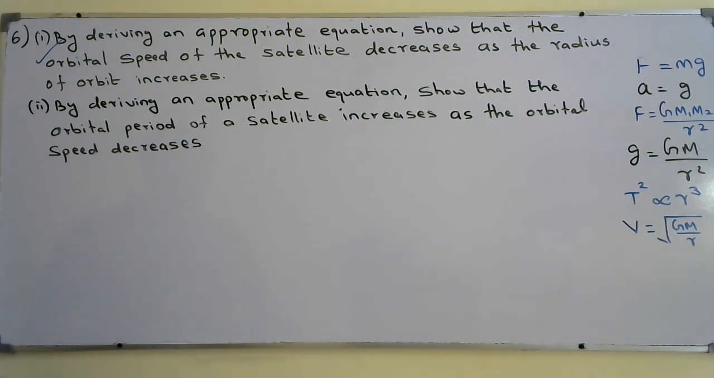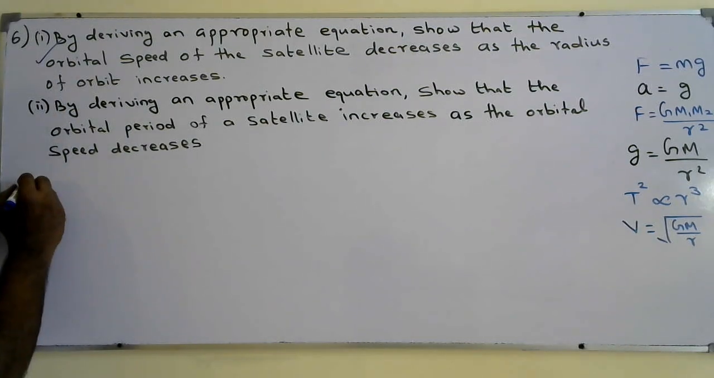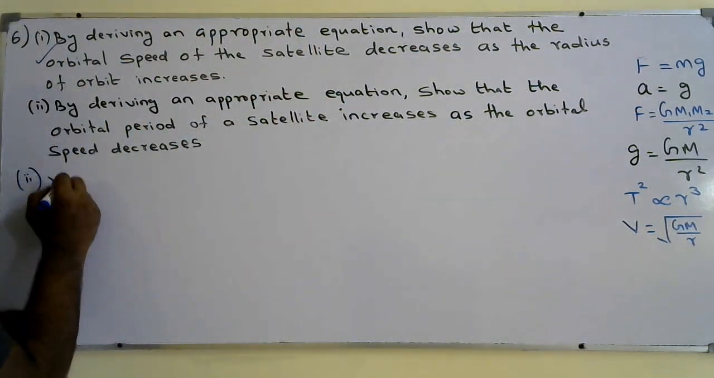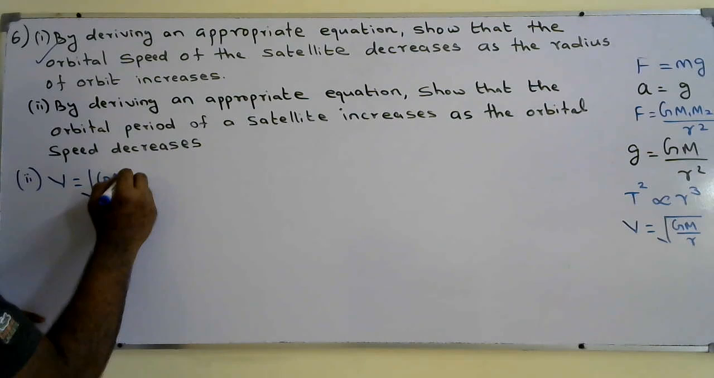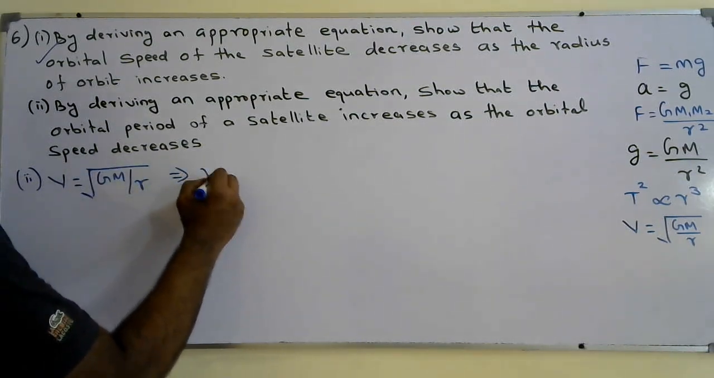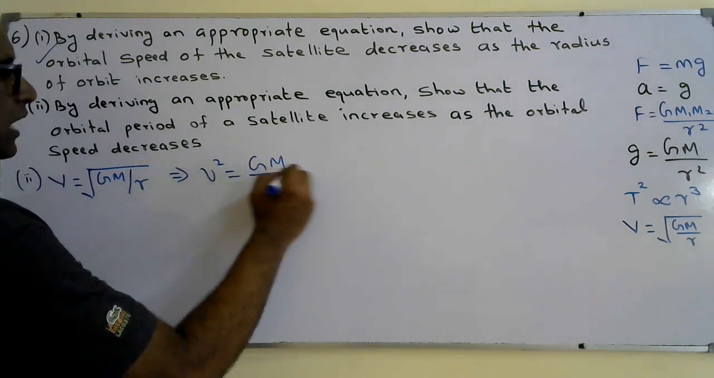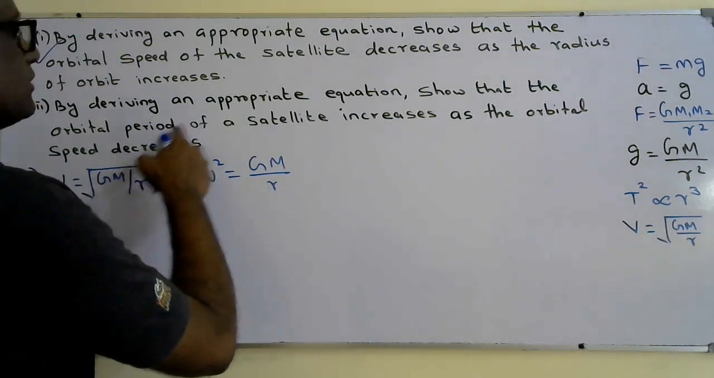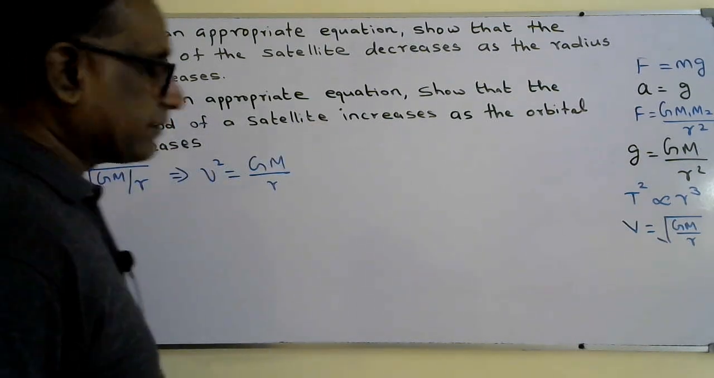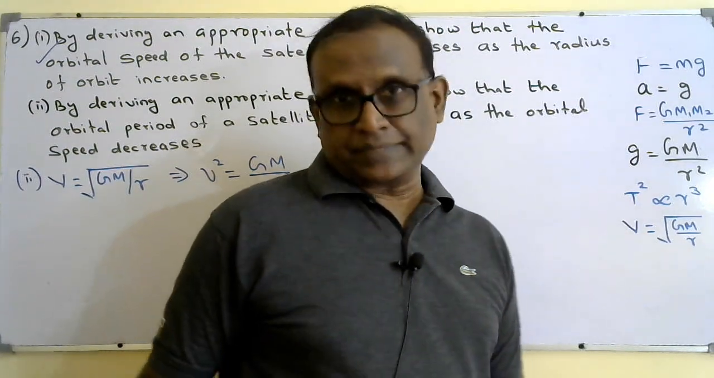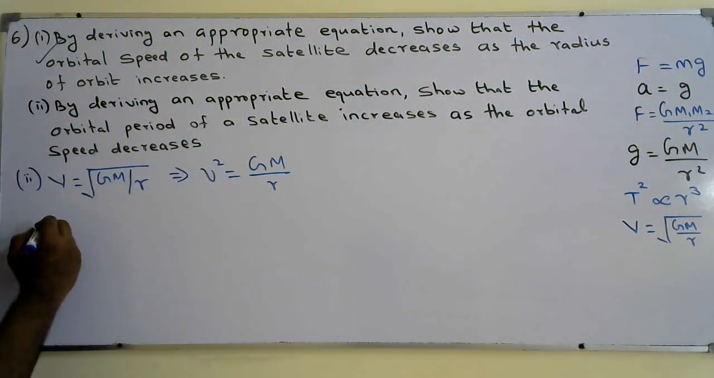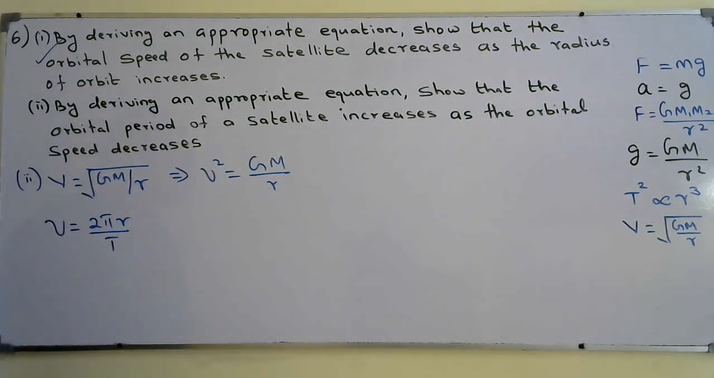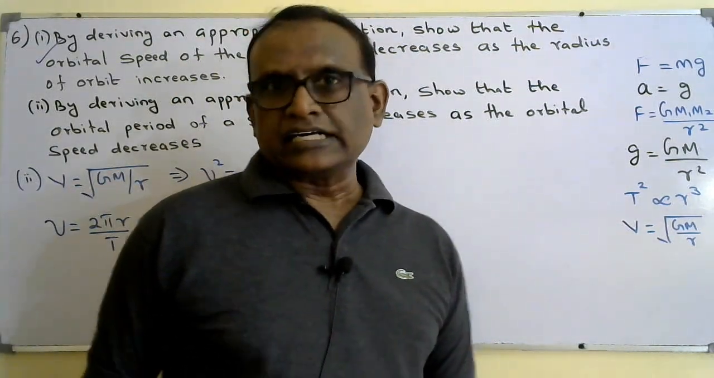From the first derivation that we already derived, v is equal to square root of GM over r. So from that v squared equal GM over r. So by deriving an appropriate equation, show that the orbital period increases as the orbital speed decreases. So I need to get a relationship between period and the speed. So there we can say speed v is equal to 2 pi r over t. 2 pi r is the circumference, over t, the time taken for one complete orbit.